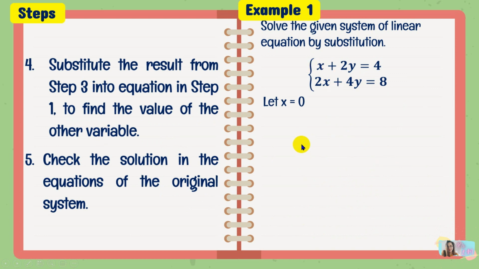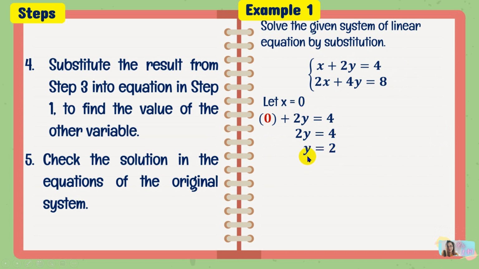Okay? So, in this case, we let x is equals to 0. Substitute natin yan on our x variable on both of the linear equations. So, dito muna tayo sa una. We have 0 plus 2y is equals to 4. So, magkakaroon tayo ng 2y is equals to 4, divide both sides by 2, y is equals to positive 2.